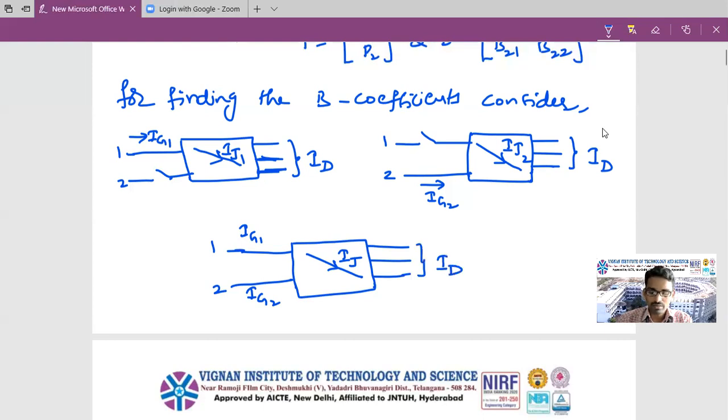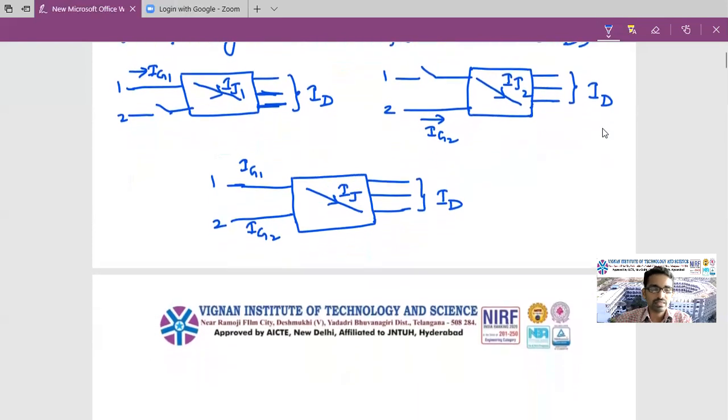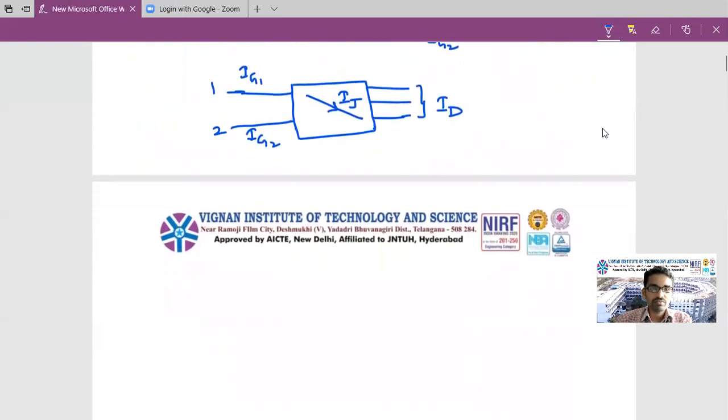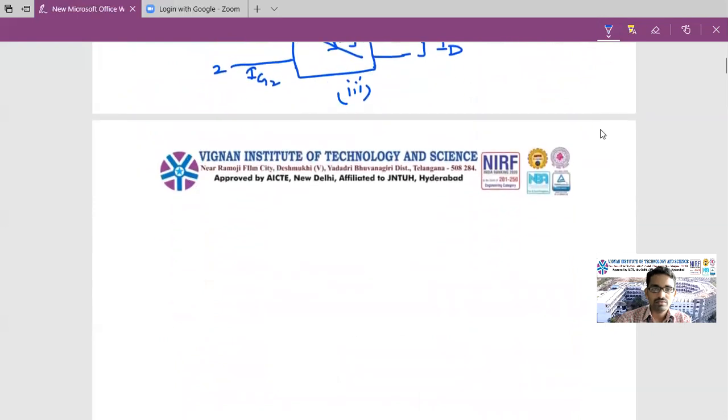So for finding the B coefficients, let us consider these diagrams. Let us number the figures: figure 1, figure 2, and figure 3. From these three figures, we can write.